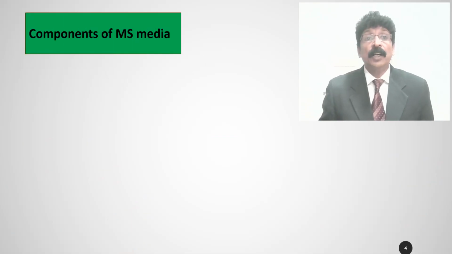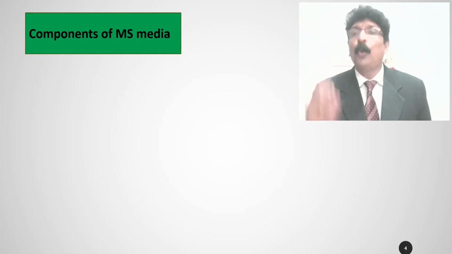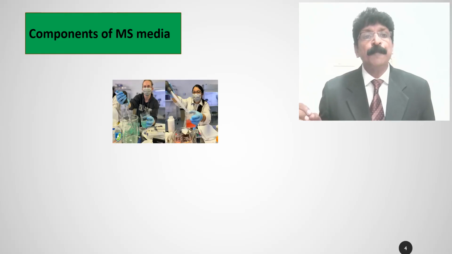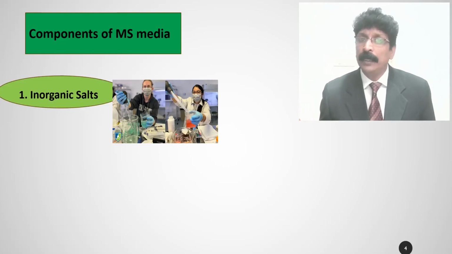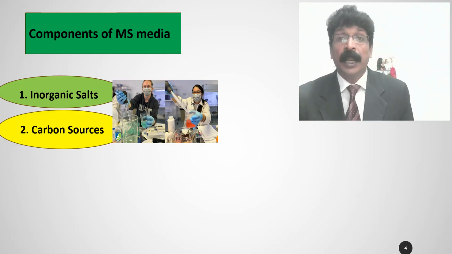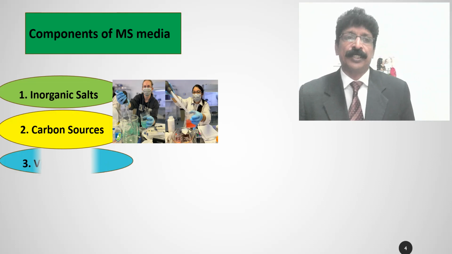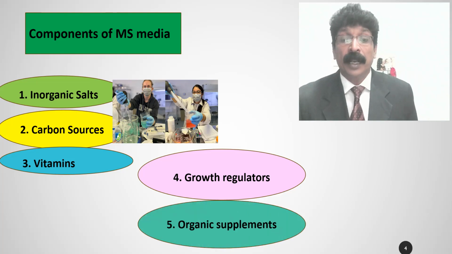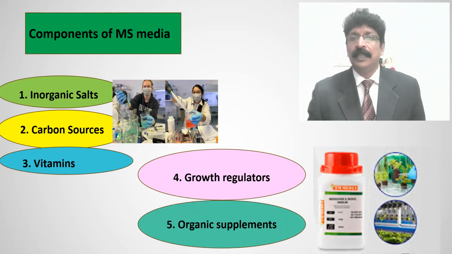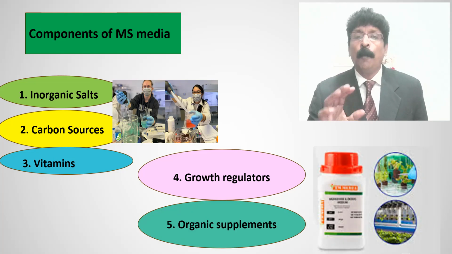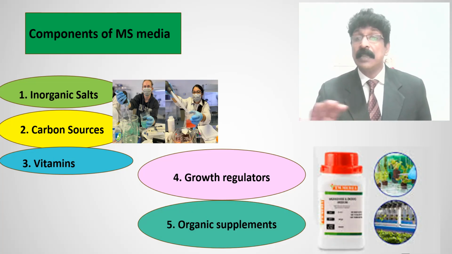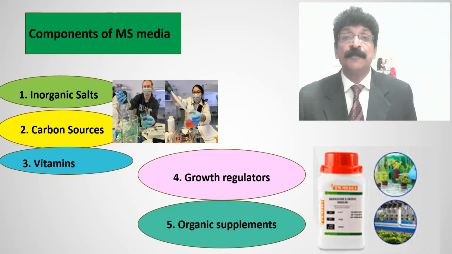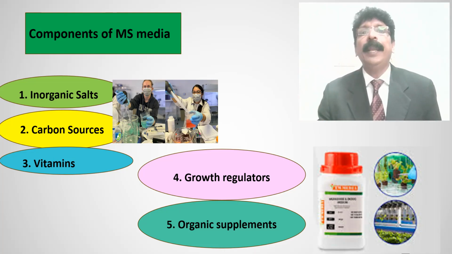So see here, components of MS media, Murashige and Skoog. MS media in short form we can remember. In MS media components, number 1, inorganic salts; number 2, carbon sources; number 3, vitamins; number 4, growth regulators; number 5, organic supplements. A student can easily remember the components in 5 categories. So these 5 points are the main components of MS media, but we have to describe them in detail.